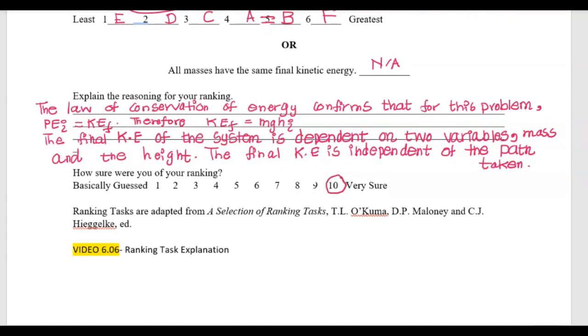How sure are you about your ranking? 10, very sure.